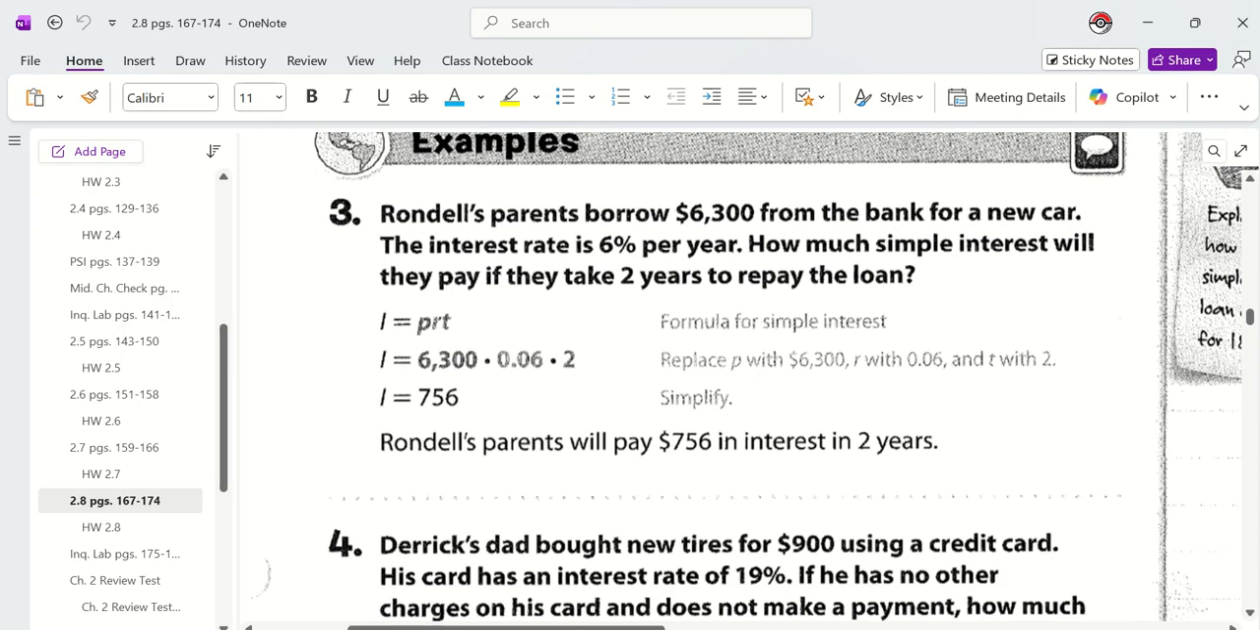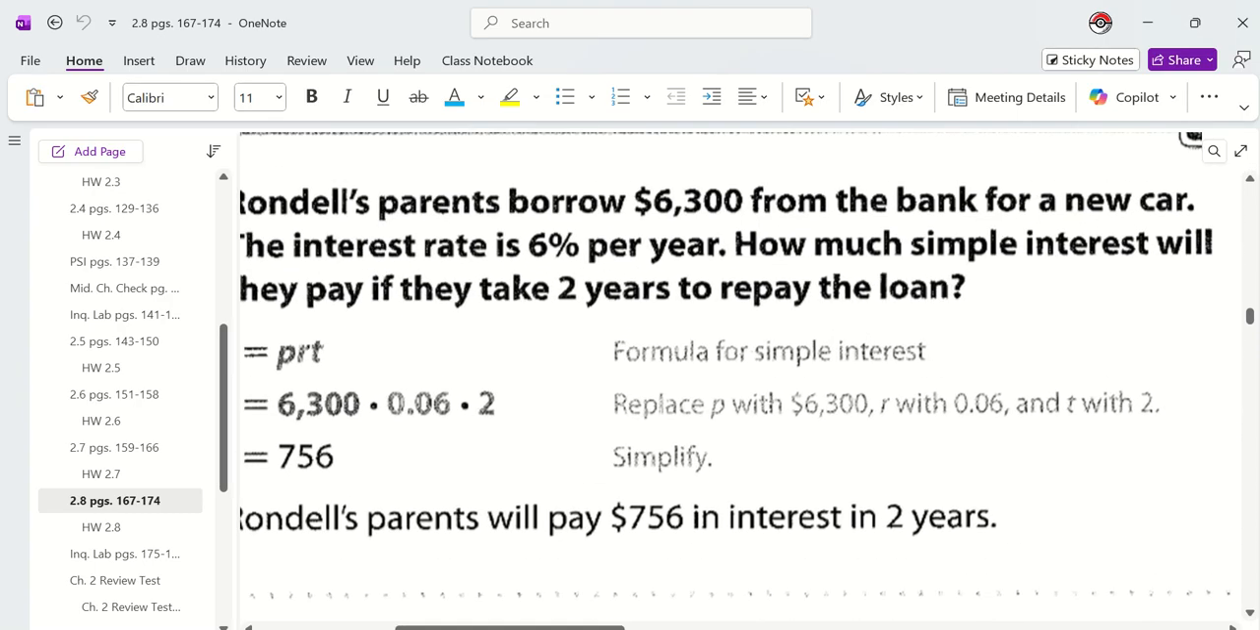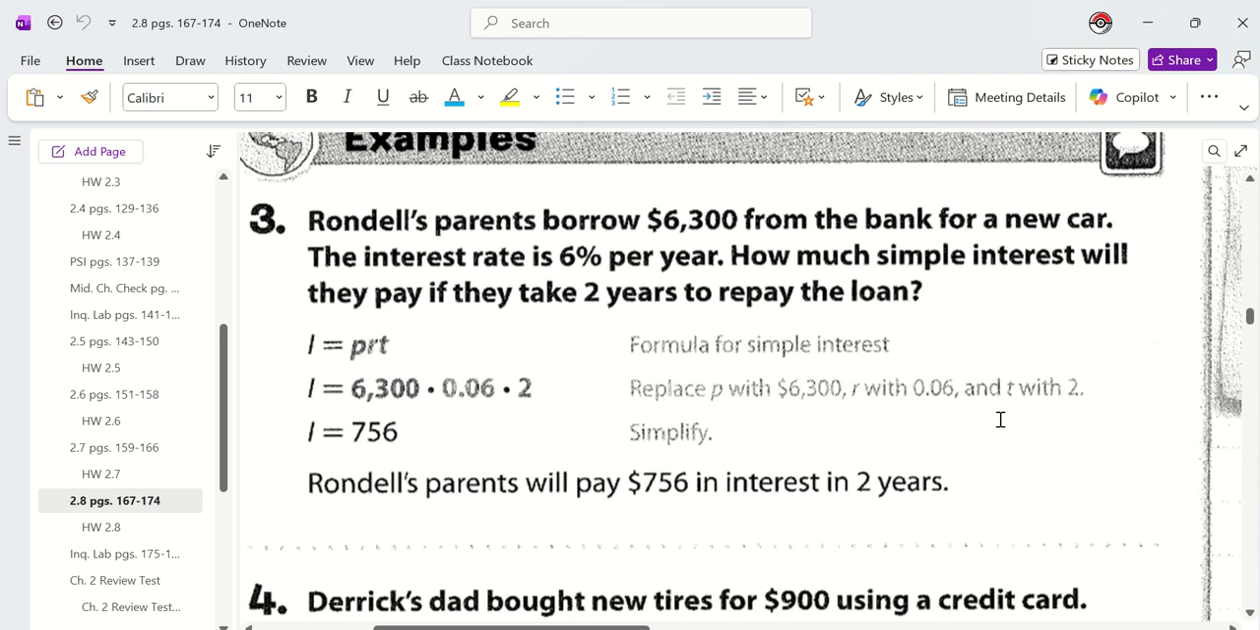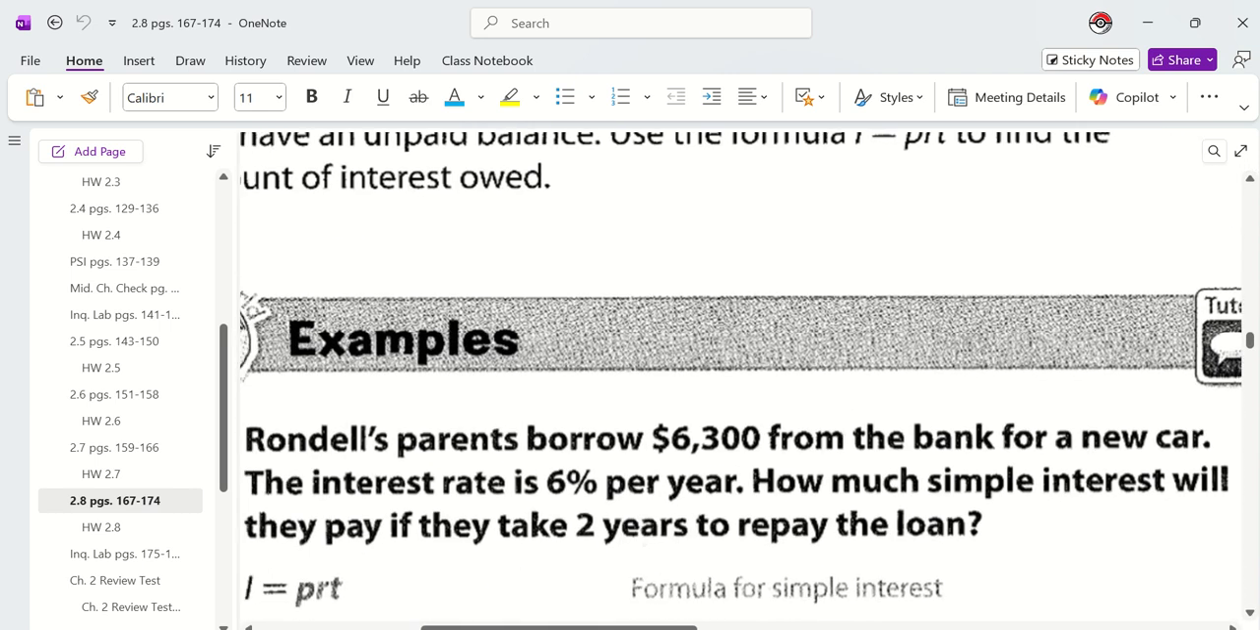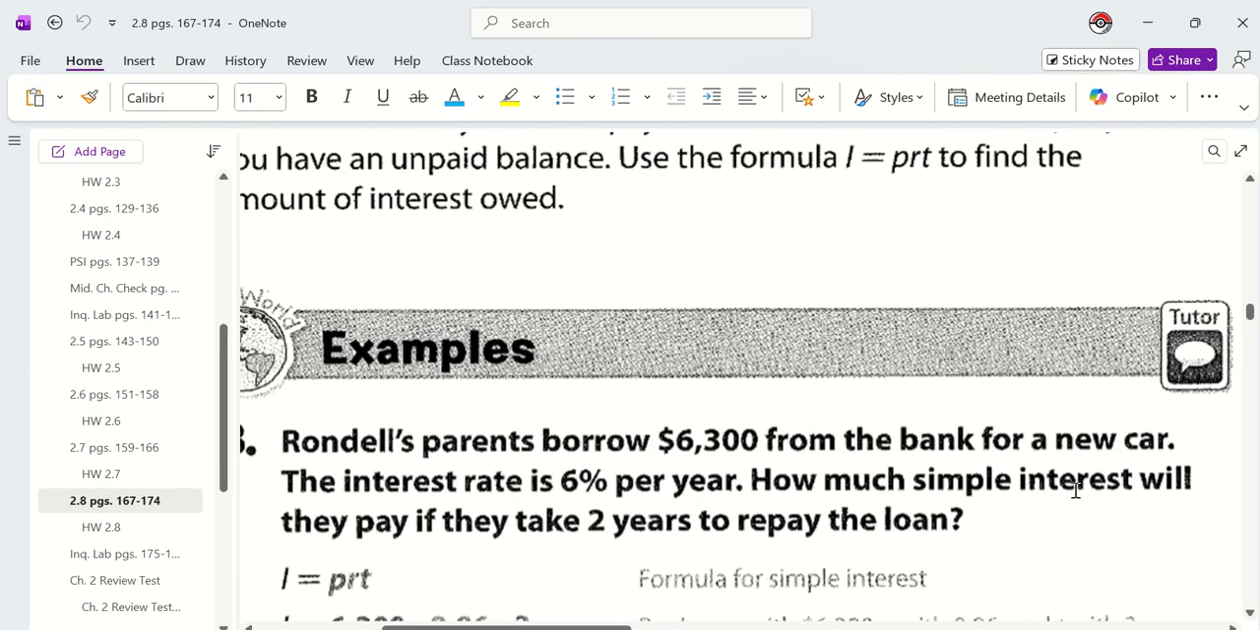So again, if you borrow money, that's still principal. However much money you borrow is principal. The same way we just deposit money into an account, whatever you borrow is still the principal. So for example, Rondell's parents borrowed $6,300 from a bank to buy a new car, okay?